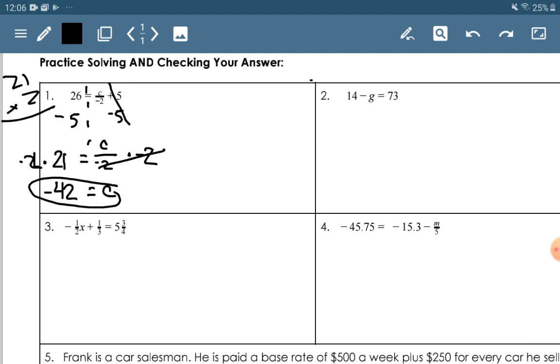Now I can always check this answer just to be sure. So that means I could plug it back into my original equation. So instead of c over negative 2, I could have negative 42 over 2.